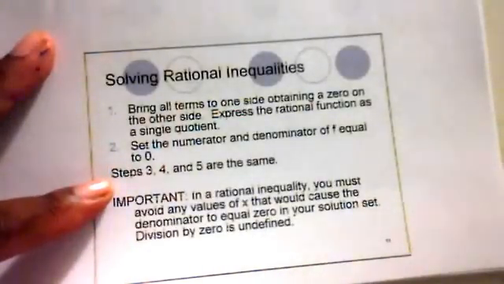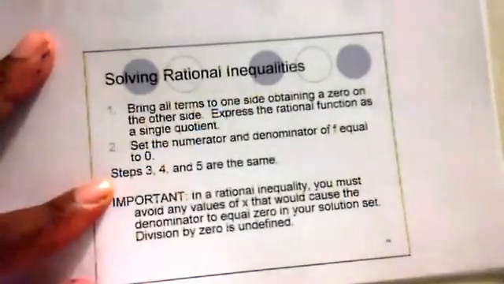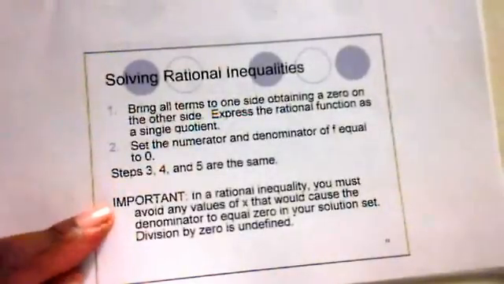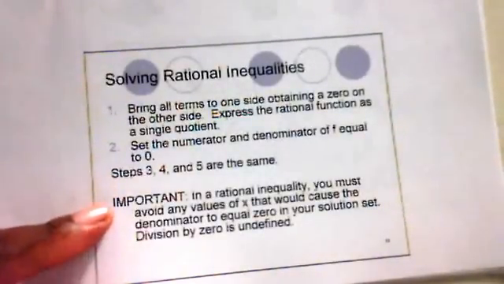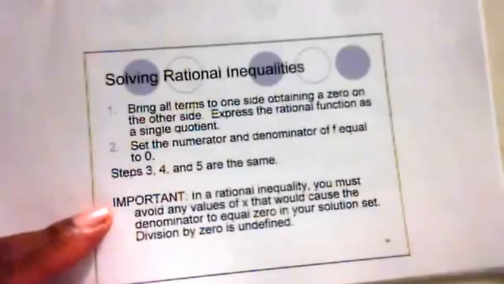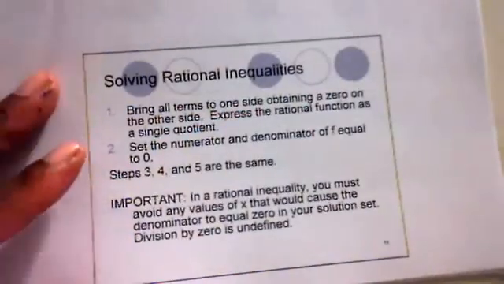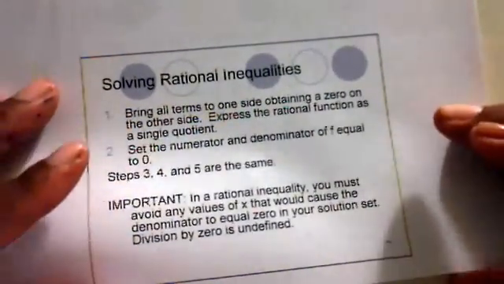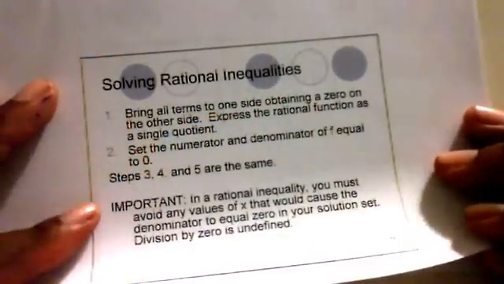And then the procedures for step 3, 4, and 5 for polynomial inequalities are pretty much going to be the same. Now I've added something very important. In a rational inequality, you must avoid any values of x that will cause the denominator to be 0 in your solution set. The reason for that is because division by 0 is undefined.